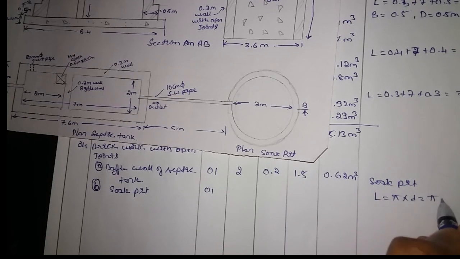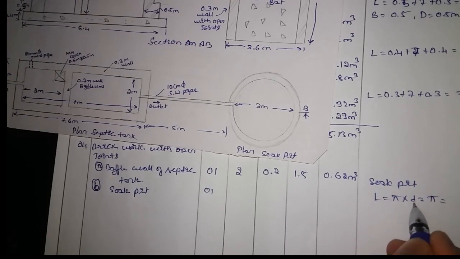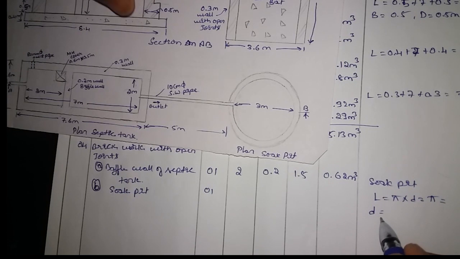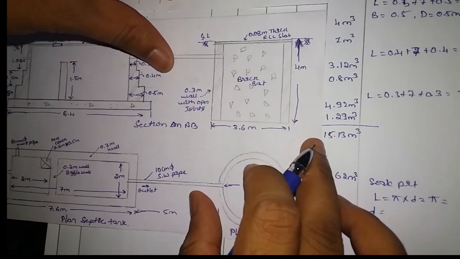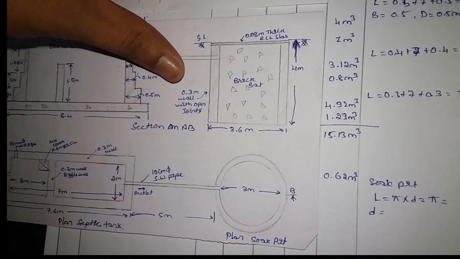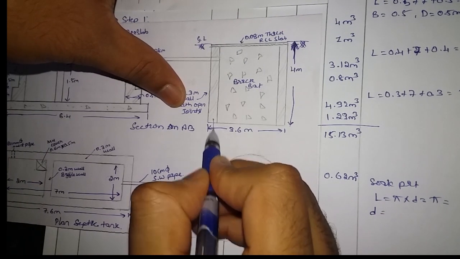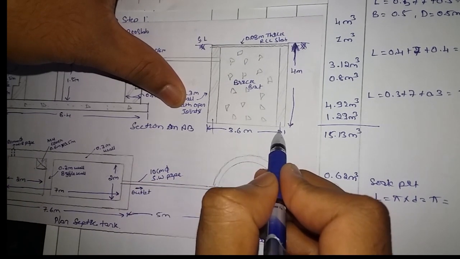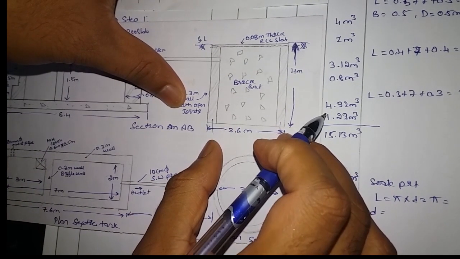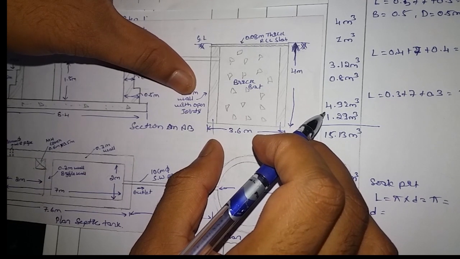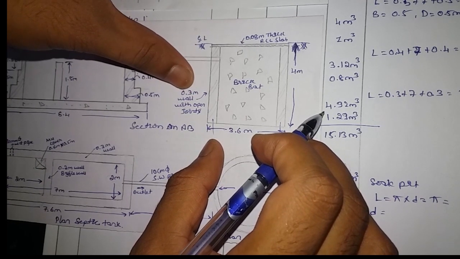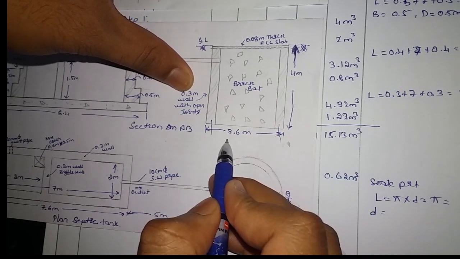How much is pi? Pi is equal to, we need to find out the d. So now how will you find out the d? What we require is the inner to inner distance from here to here, whatever distance you get, that we call d. That is the circumference's dimension, or the diameter of the circle. So that value we need to take, we do not go for the 3.6.